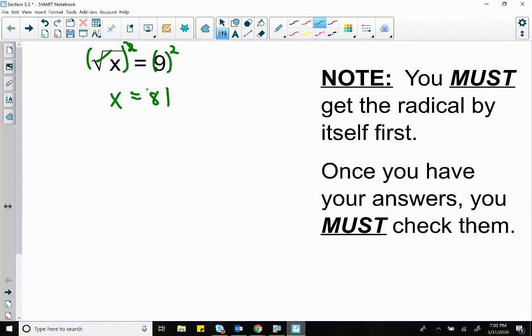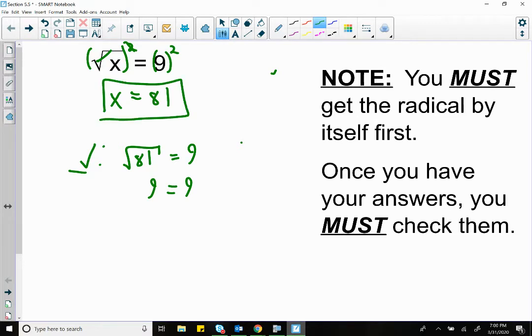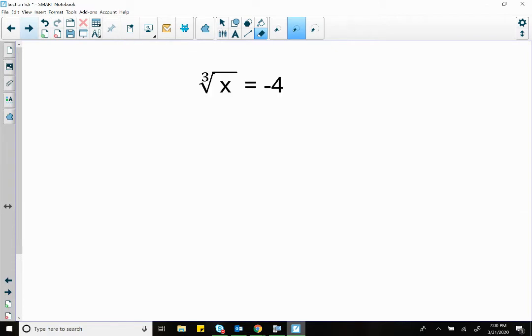So this could be the answer, but we have to check it. Okay? So the check, we're going to take the 81 and plug it in. So is the square root of 81 9? That's the question. And is 9 equal to 9? So the check is good. That means this answer is A-OK. Cool? All right. Go ahead, try this one on your own.